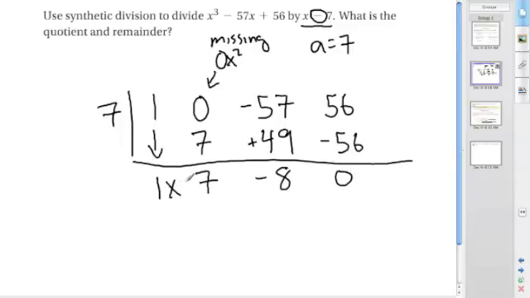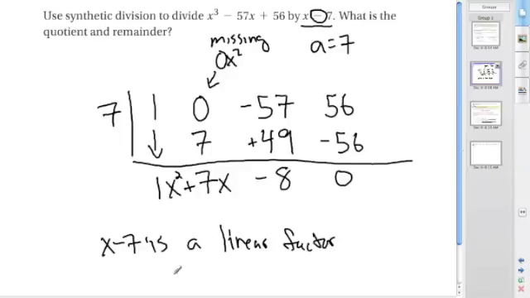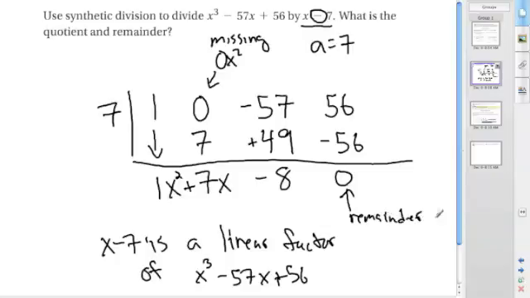So I have x squared plus 7x minus 8. So x minus 7 is a linear factor of x to the third minus 57x plus 56. Why? This is the remainder. Remainder is 0, therefore it's a linear factor.